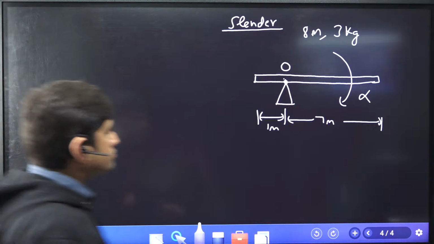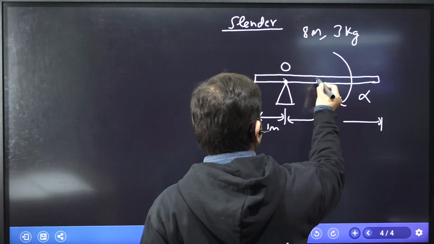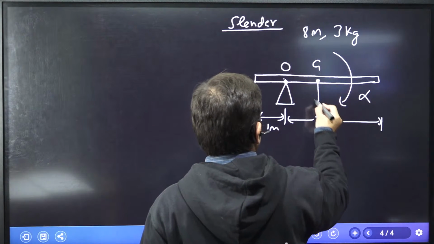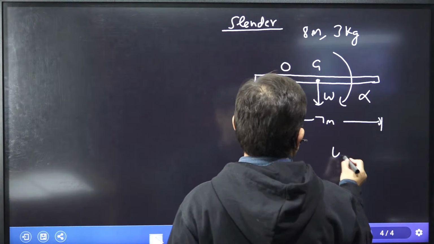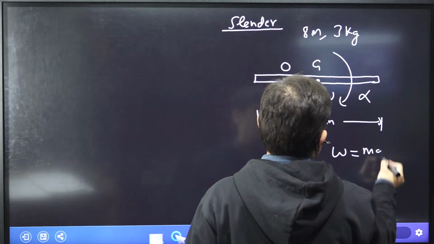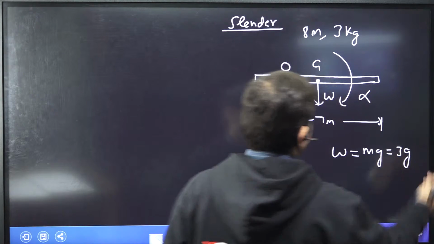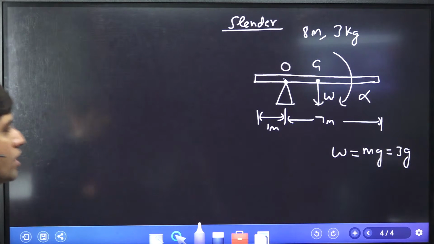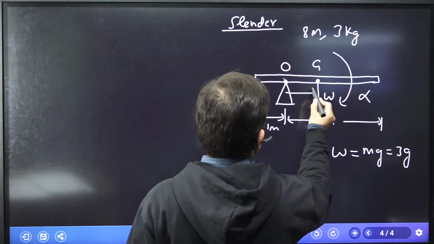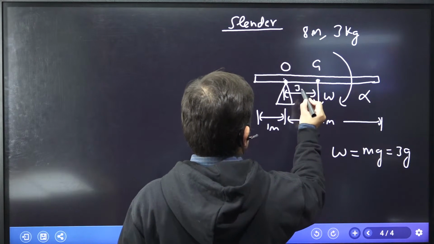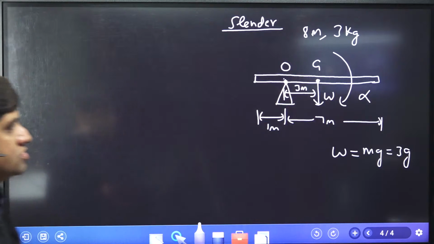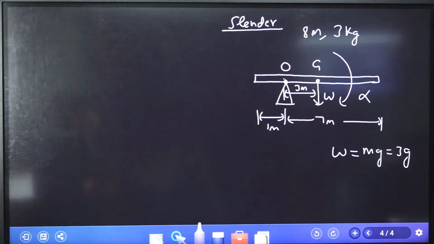Okay, done. Can you tell me where is the weight located? This is the G point. Weight is located here. Weight दिया कितना है, mg. m कितना दिया है, 3 kilogram. This is the weight. Can you tell me how far is this distance from here? Yes, this is 3 meter. So total is 8 meter. G point is 4 meter from one side. So this is the 3 meter.